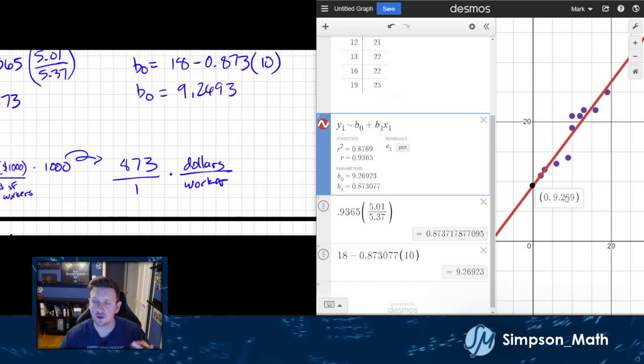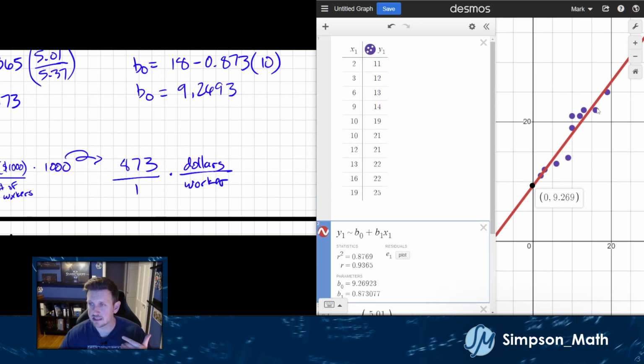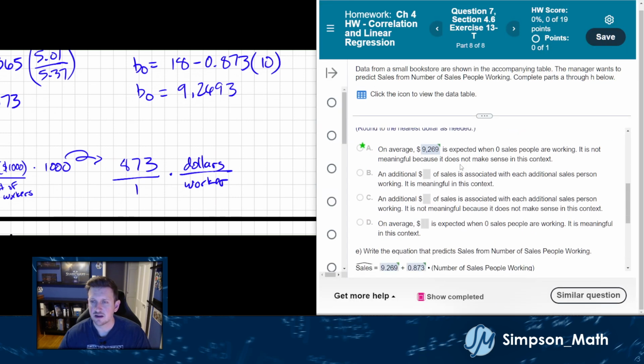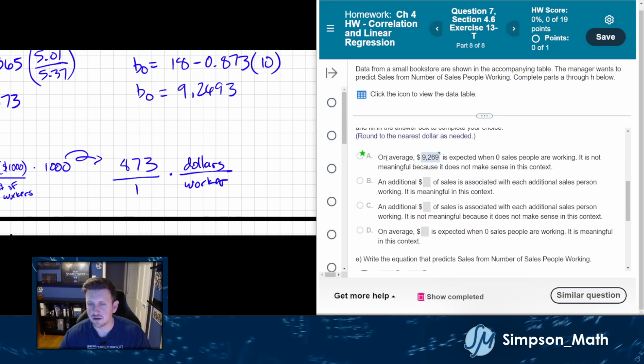The other thing is that it's beyond the scope of our data. Our data goes from 2 to 19, and from 2 to 19 it looks pretty linear. I don't know what's happening before 2 or after 19, so I don't feel comfortable making predictions beyond this window. That's why it says it's not meaningful. On average, $9,269 is expected when 0 salespeople are working, which is A and D, but this is not meaningful because it doesn't make sense in this context.